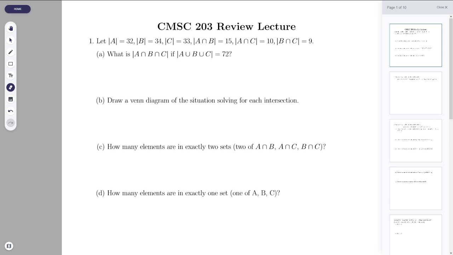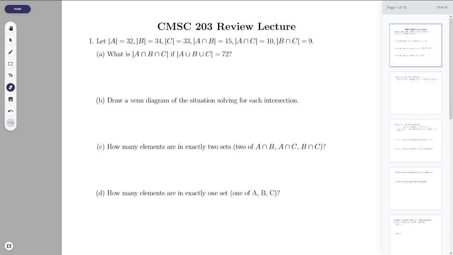This PDF is not particularly online, but it is just homework 6. I just kind of added space to it. All right, let's begin. So, let's talk about the inclusion-exclusion principle just a little bit.